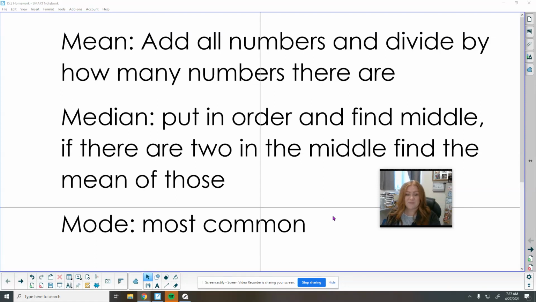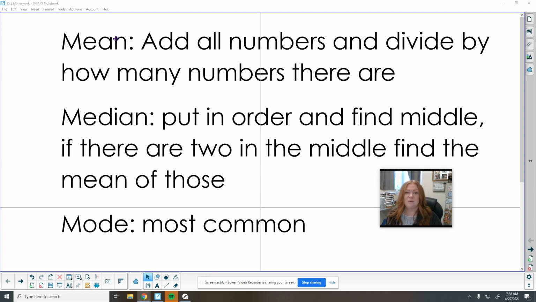This video is for 15.2 homework. So if you need any more help with mean, median, or mode, then be sure to follow along with this video. Before we get started, I just wanted to review what each of these words mean and how you find them, because there's going to be a lot of this today, so that is our homework assignment.